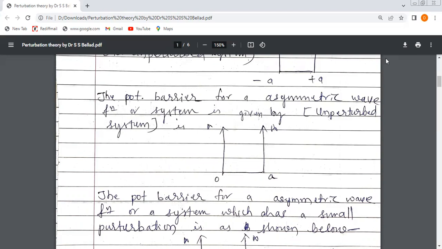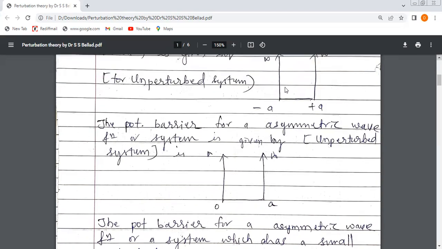The difference between the symmetric and asymmetric potential barrier you can see here. The asymmetric wave function takes only the positive value, or it may take only the negative value. Both positive and negative values will not be taken by this system. But here, the symmetric wave function can take both the positive and the negative values. That means it can expand in either way, either in the positive direction or in the negative direction. So this is the potential barrier for the asymmetric wave function without perturbation.